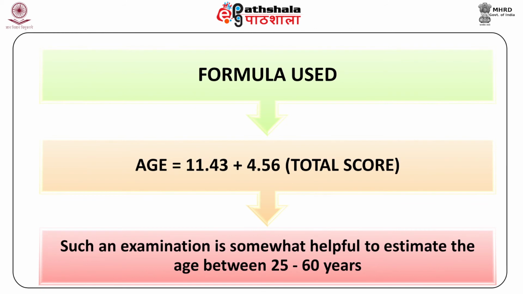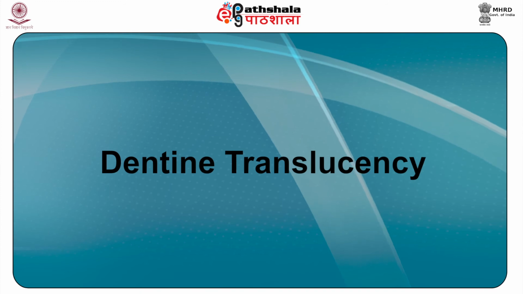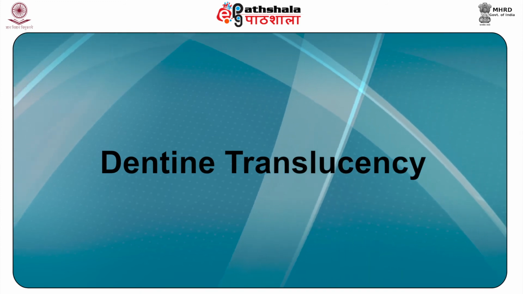The formula used is age is equal to 11.43 plus 4.56 times the total score, and such an examination is somewhat helpful to estimate the age between 25 to 60 years. Next, we will study about the dentine translucency.